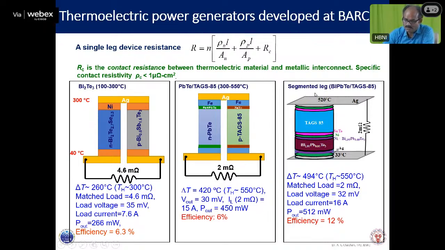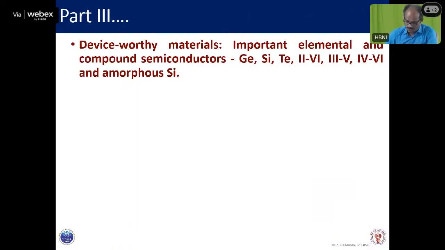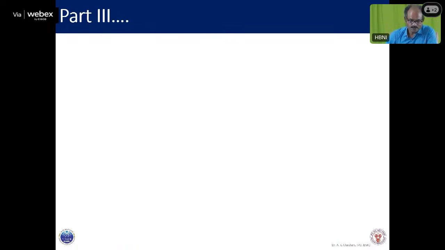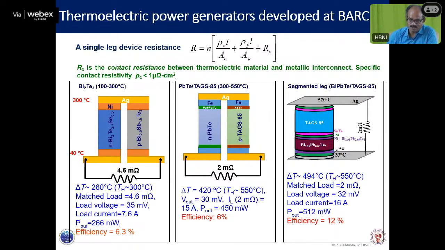In the case of segmented leg thermoelectrics, the hot end temperature is 520 degrees centigrade, the cold end is 33 degrees centigrade, and an efficiency of nearly 12% has been achieved. So this completes the thermoelectric generators.